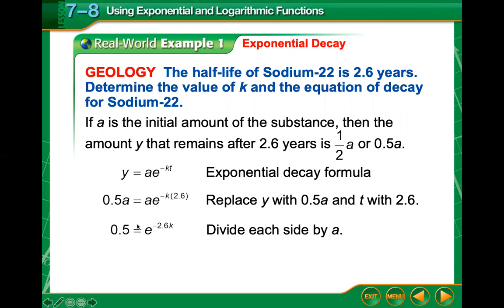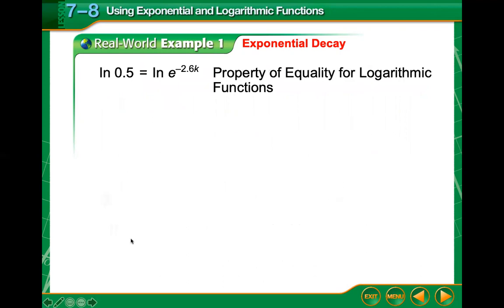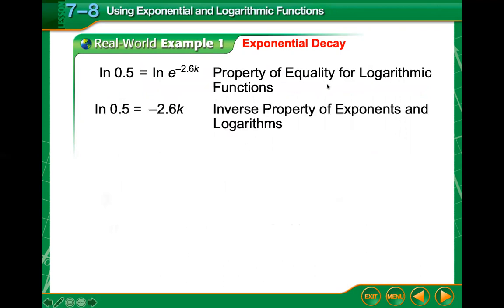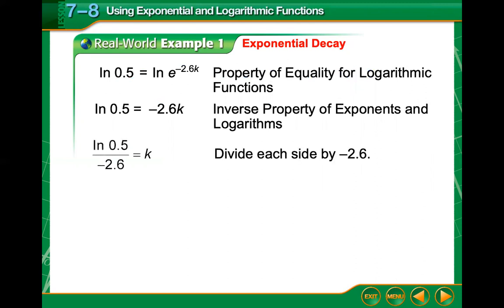So usually what I would do here is just start off exactly with what they have written here. And what we're going to do next is rewrite it in logarithmic form, or you can take the natural log of both sides. But I would just rewrite it in natural log form to get natural log of 0.5 equals negative 2.6k. And we're going to divide by negative 2.6. And then using a calculator we get k is 0.2666.